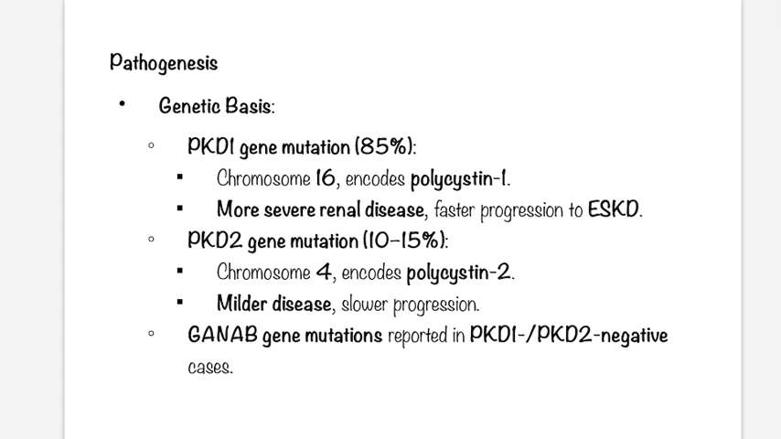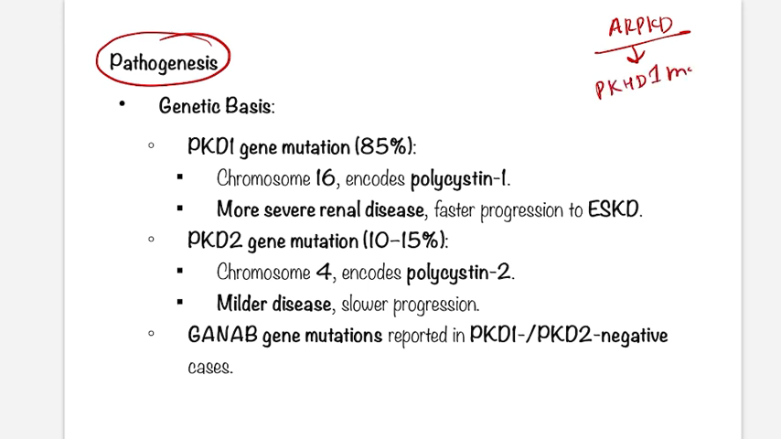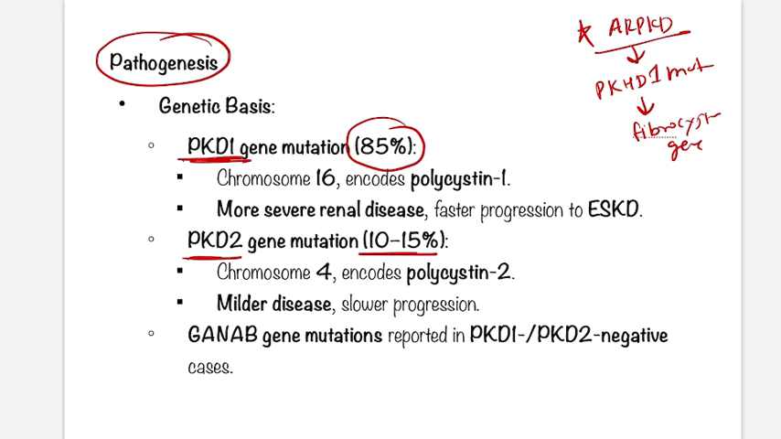Okay, pathogenesis. Just to contrast, autosomal recessive polycystic kidney disease has a PKHD1 mutation leading to the fibrocystin gene. On the contrary, autosomal dominant polycystic kidney disease has two genes, PKD1 and PKD2. The most common gene is PKD1. This is seen in 85%. The other, PKD2, is seen in 10 to 15%.